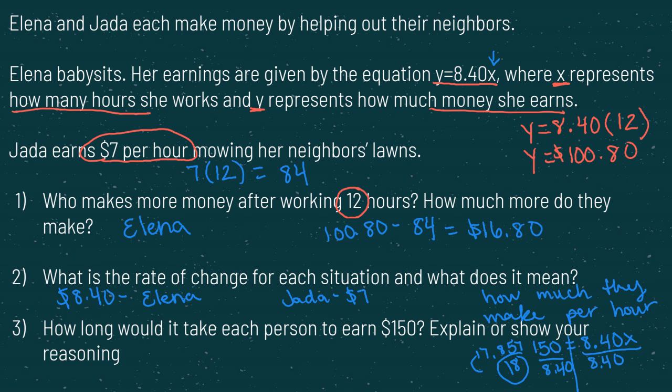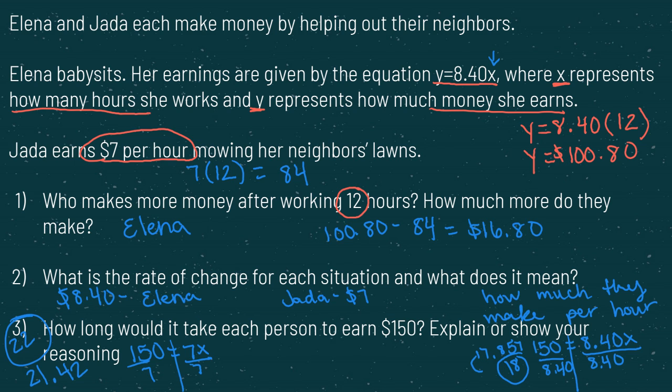Now, I'm going to do the same thing for Jada. So Jada, she needs to earn $150. And then she earns $7 an hour. So 7 times some amount of hours, just like I did over there. So in this case, I'm multiplying 7 times x. So I'm going to divide both sides by 7. And what is 150 divided by 7? You should get like 21.42. But in this case, I'm also just going to round that up to 22 because if she worked for 21 hours, would she make $150? No, she wouldn't. So that concludes this question.